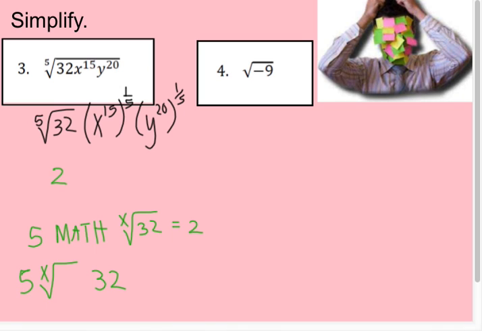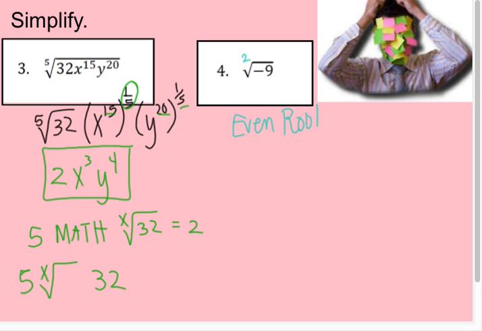Okay, so the 5th root of 32 is 2, and then I would do, well, 15 times 1/5 gives me x to the 3rd. 20 times 1/5 gives me 4. So it's 2x to the 3rd, y to the 4th. Number 4 is the square root of -9. So this is really an even root because it's really a 2 there. We just usually don't write it. So since it is an even root, in this case, there is no real solution.